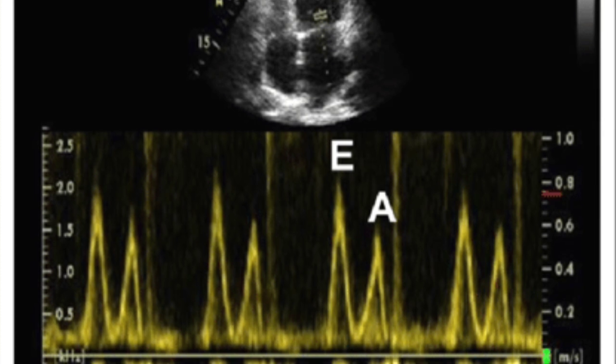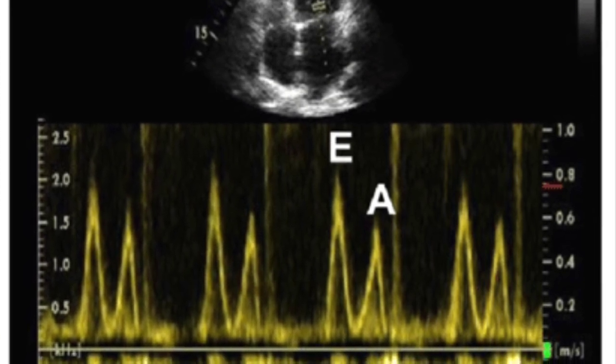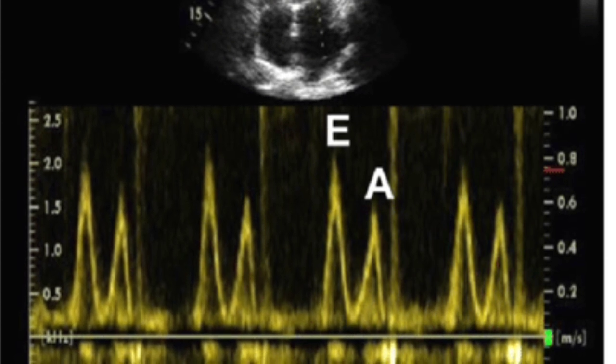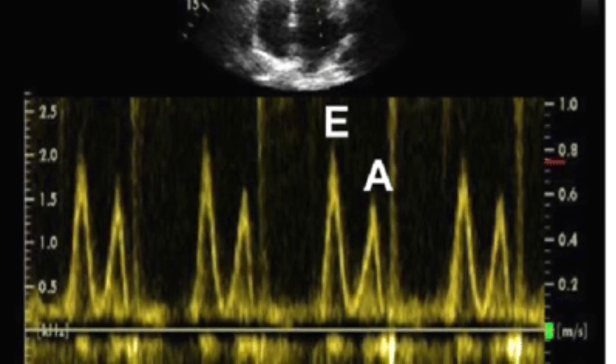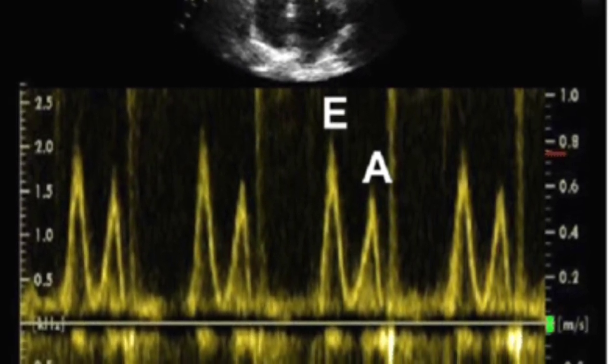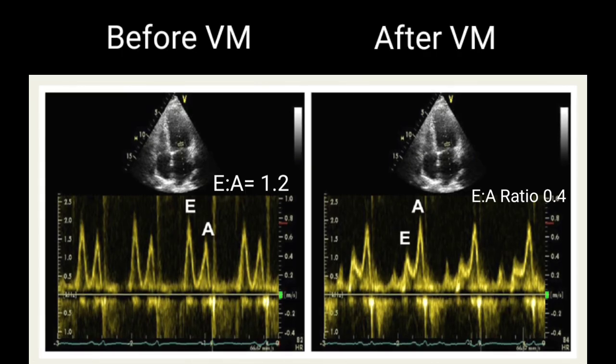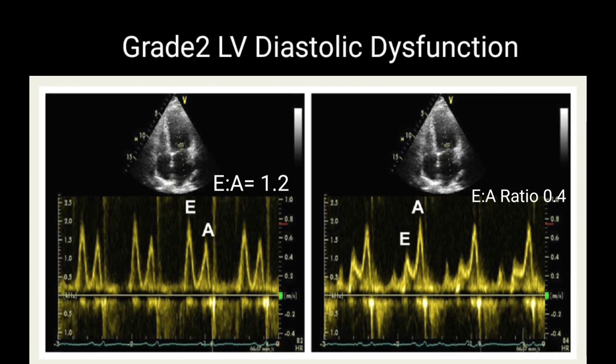If we look at this spectrum, it looks like a normal configuration of EA wave or normal mitral inflow pattern. But if we apply Valsalva maneuver on the patient, the spectrum got like this. This is a case of grade 2 diastolic dysfunction.